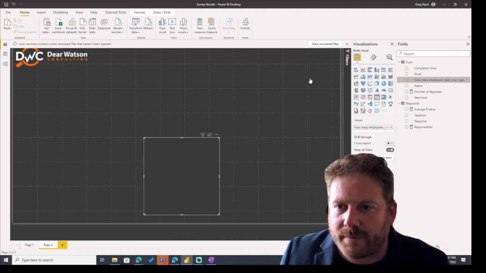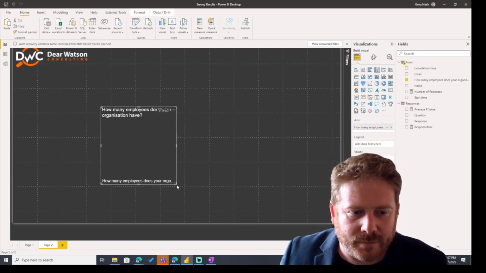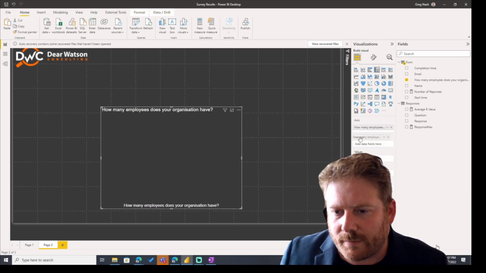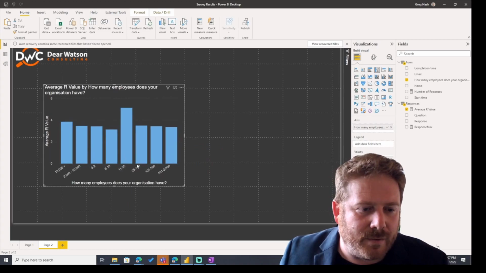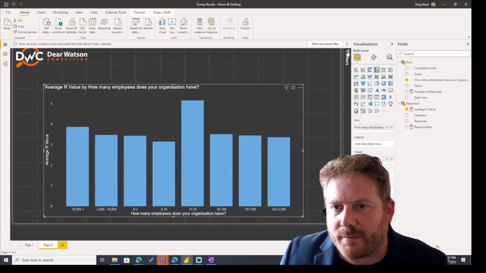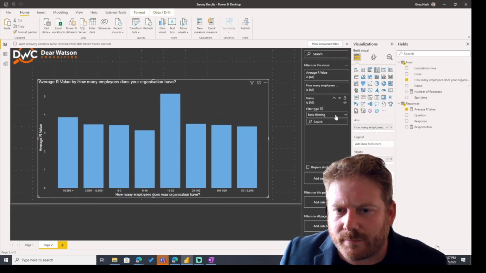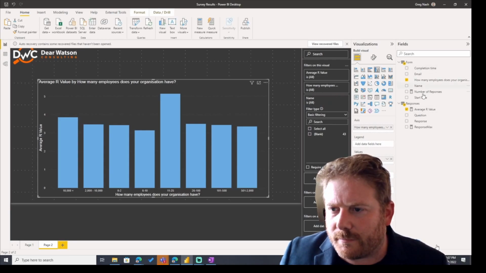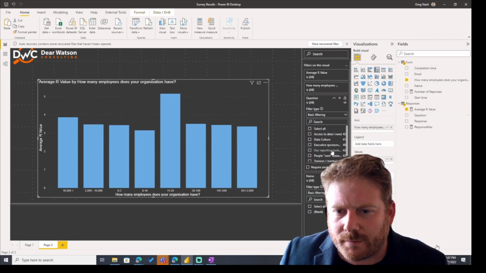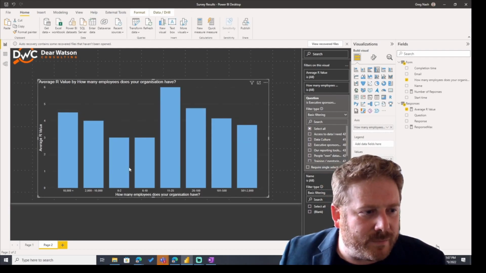How many employees? We want that in the axis. And then we want the average R value in the values. And then we want to filter it by the question, which was executive sponsorship.